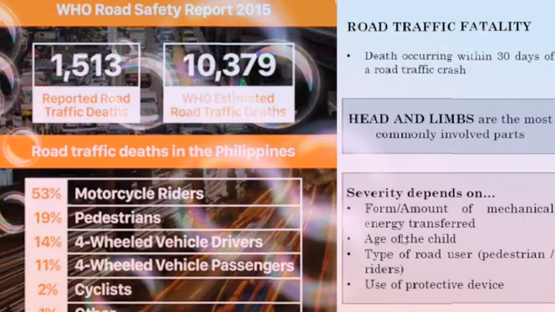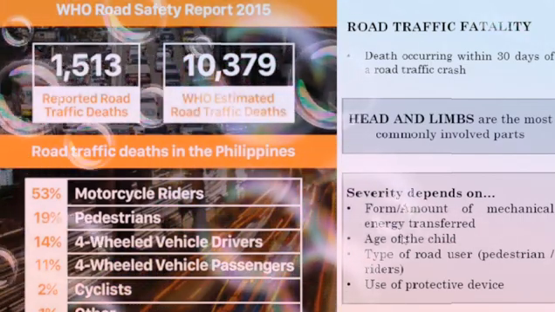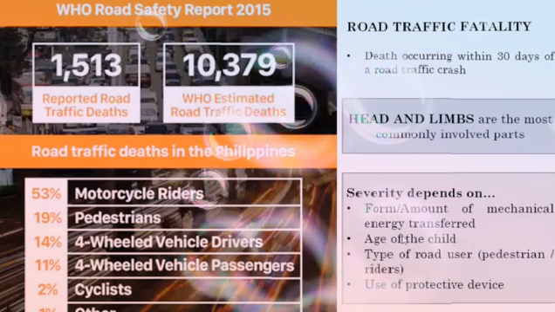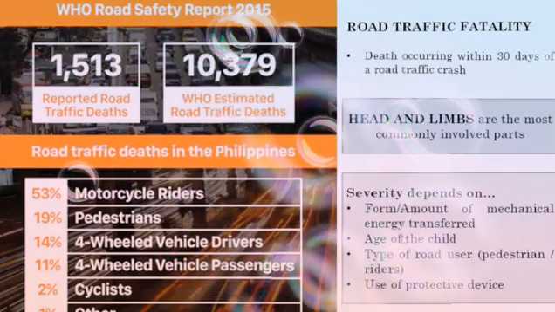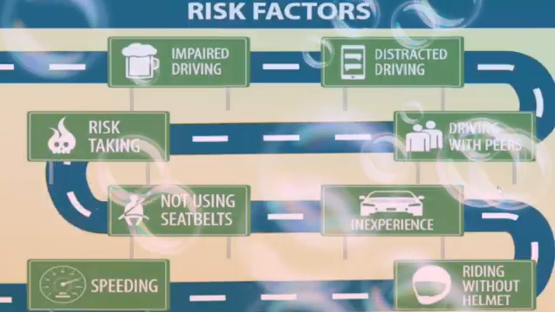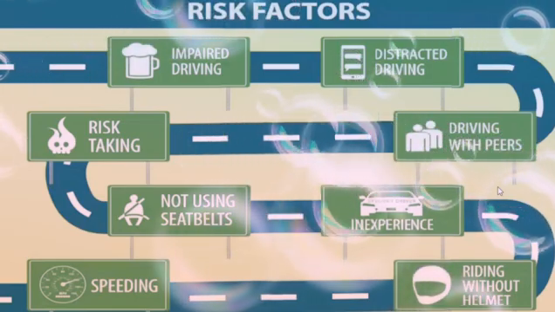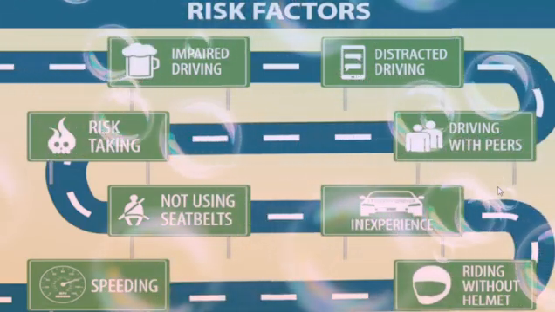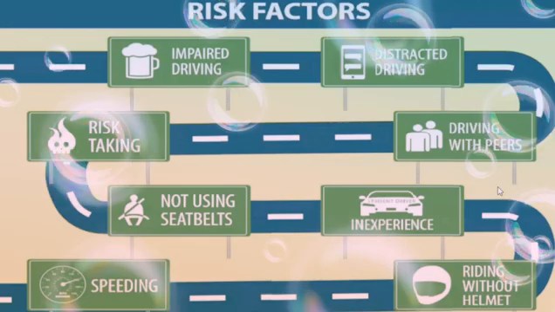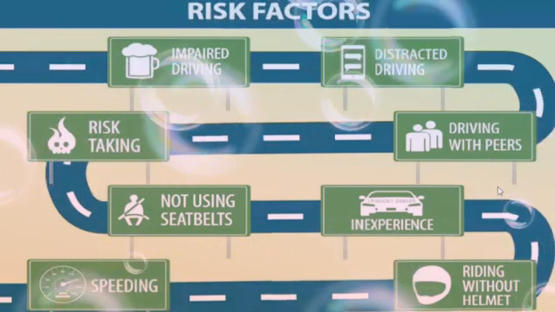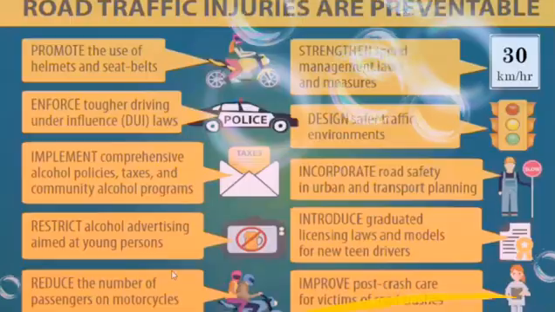Severity depends on the form or the amount of the mechanical energy transfer, age of the child, type of road user like pedestrian or the riders, and the use of the protective device. Risk factors like impaired driving, distracted driving, risk taking, driving with peers, not using the seat belts, and the inexperience, speeding, and the riding without the helmet.